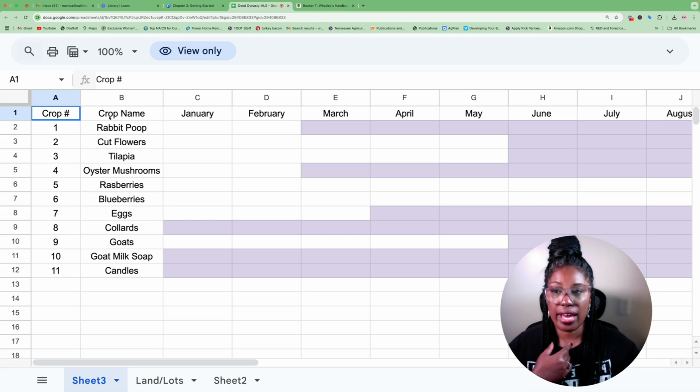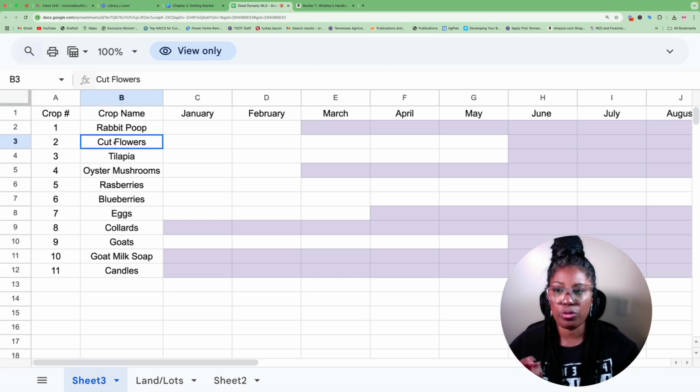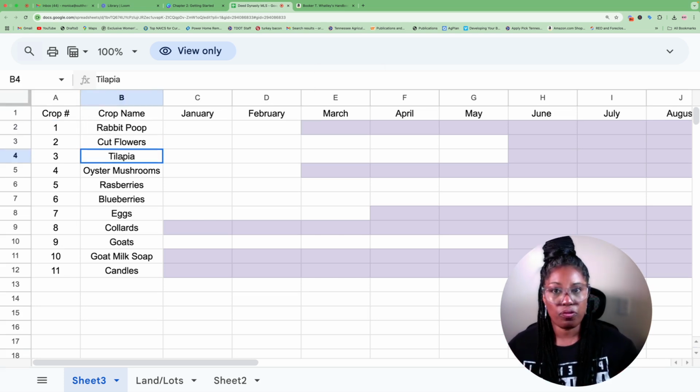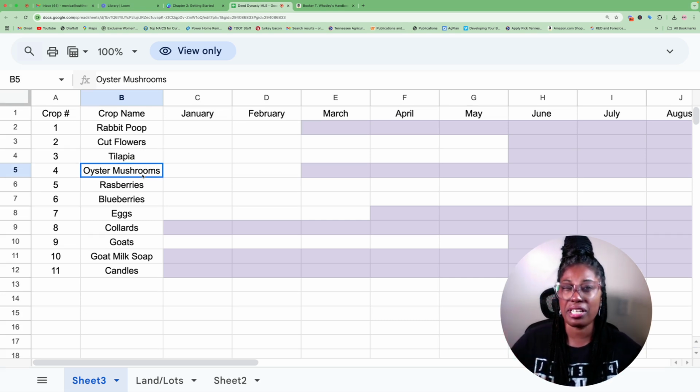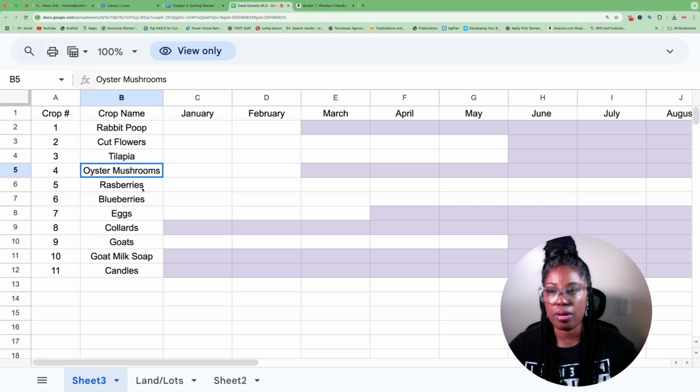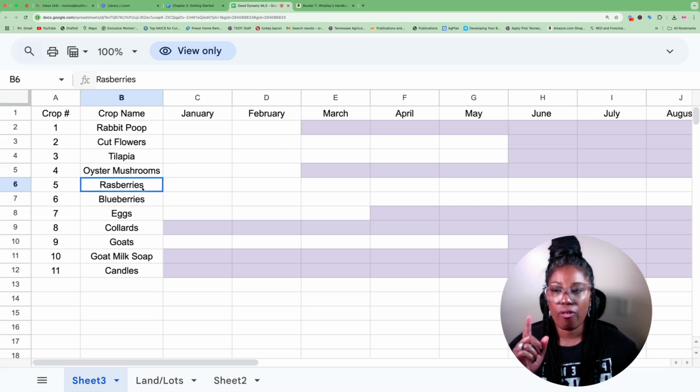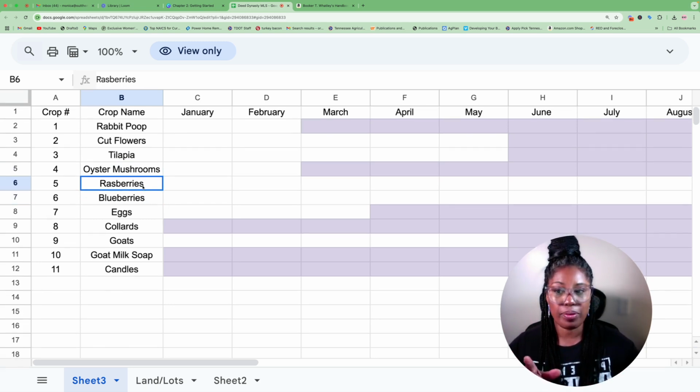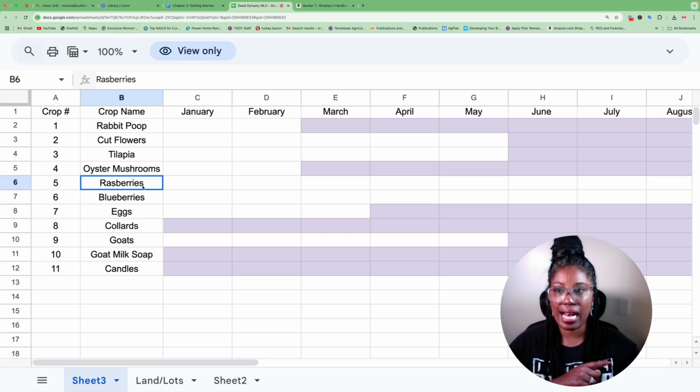In my case, you guys know I've got rabbit poop. I'm planning on doing cut flowers. I'll be doing some fish tanks with tilapia. I'll go back to the oyster mushrooms. I was doing those in buckets at the very beginning when I started my farm. I have applied for a grant to get some raspberry and blueberries going in my back high tunnel.